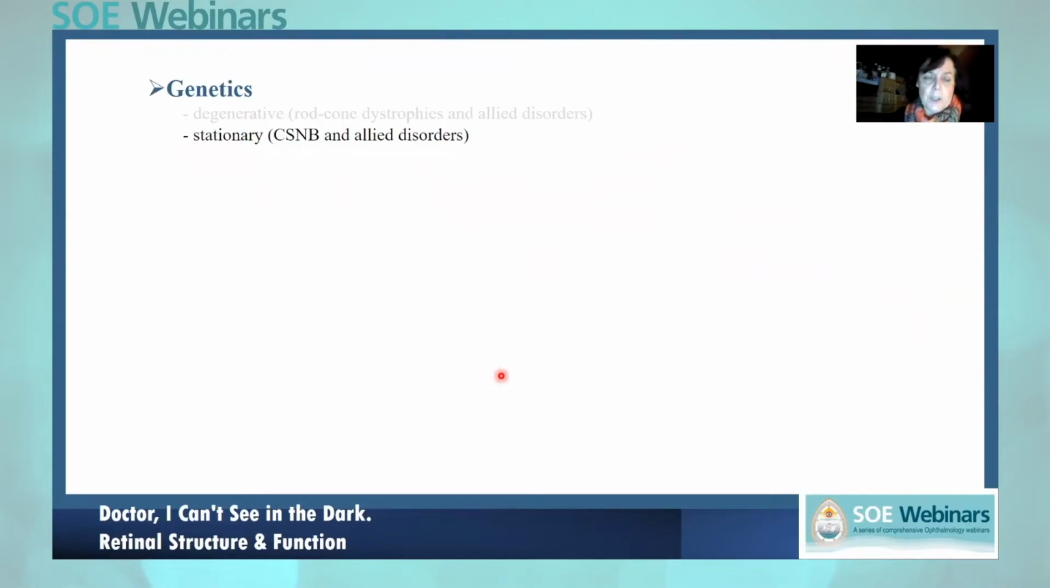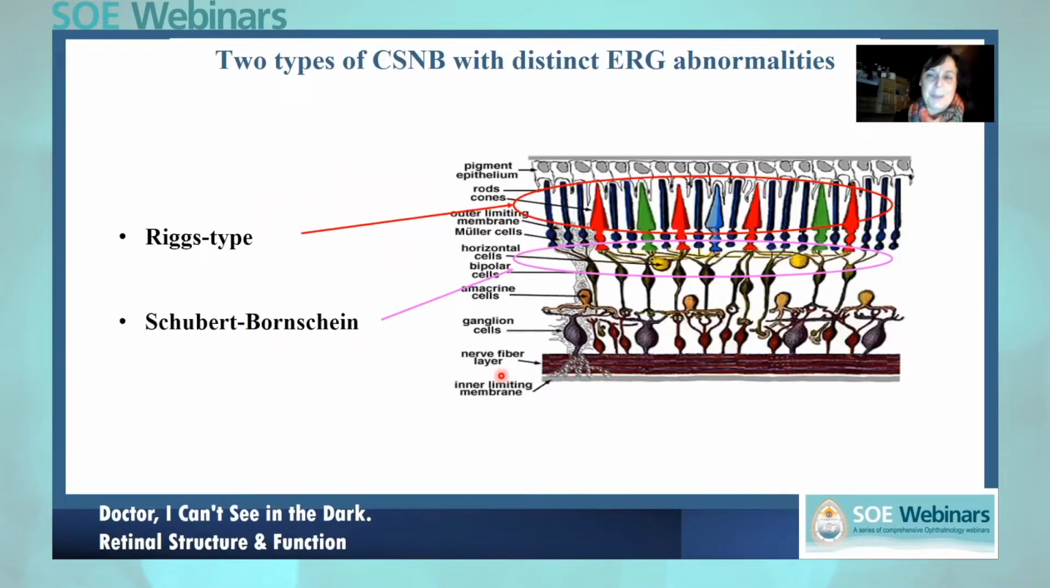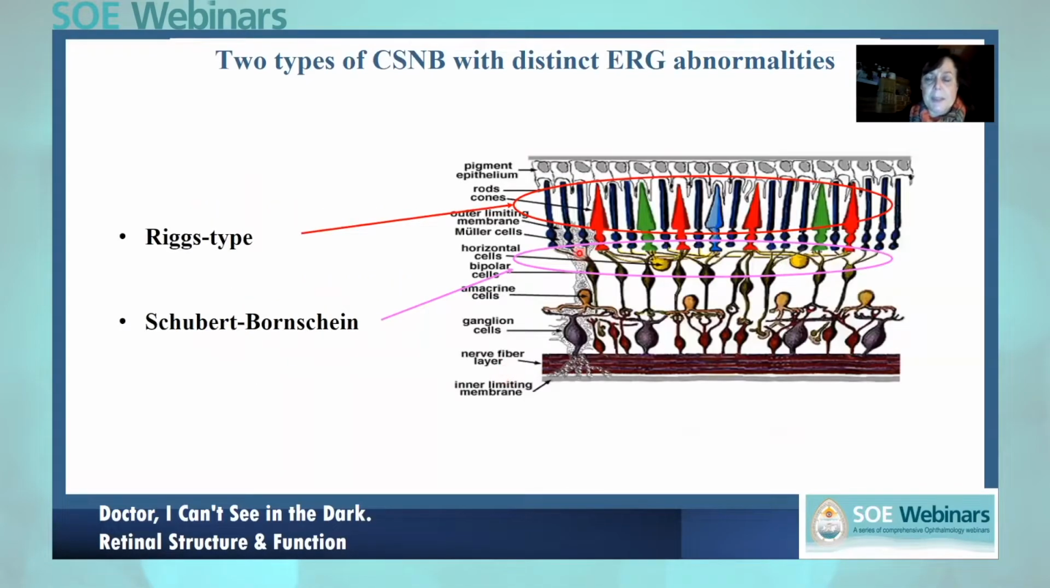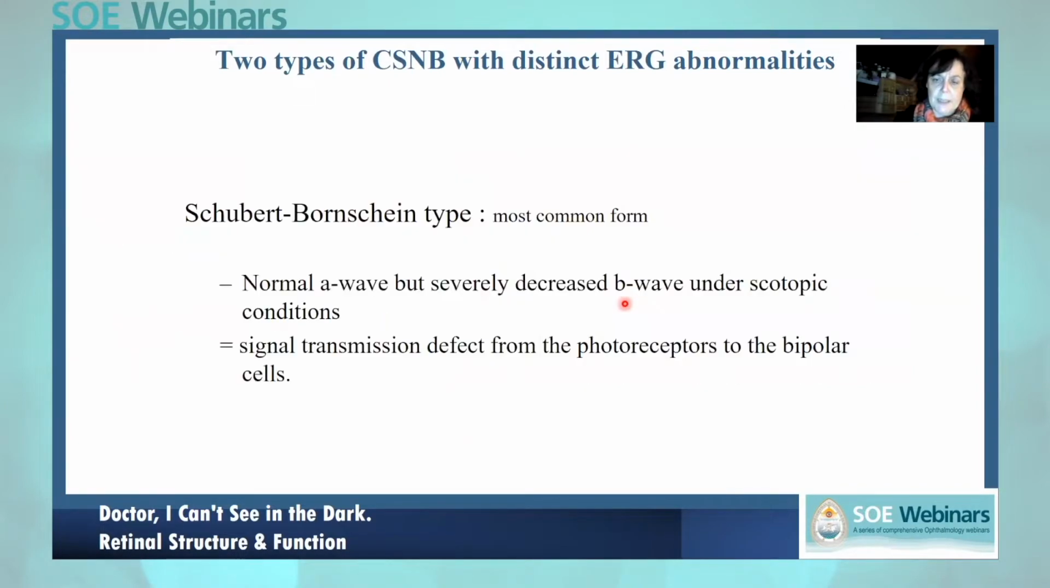Other genetic conditions will be more stationary and also with normal fundus, except some affiliated disorders. Congenital stationary night blindness can be distinguished into two subtypes, the Riggs type and the Schubert-Bornschein type. The Schubert-Bornschein is by far the most common. That's why I'm starting with that. What happens in the Schubert-Bornschein type is that there's a transmission defect from the photoreceptor to the bipolar cells.